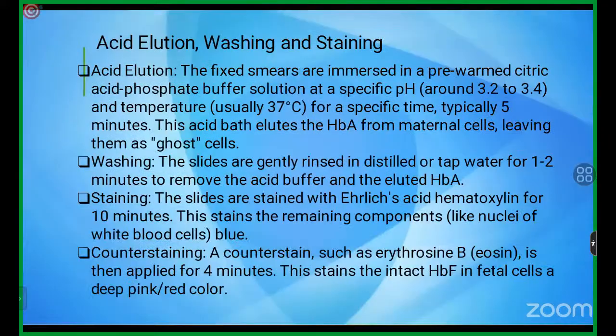Acid elution entails fixing the smears by immersing them in pre-warmed citric acid phosphate buffer solution at a pH of 3.2 to 3.4, and temperature is usually 37 degrees for a specific time, usually 5 minutes. This acid elutes the hemoglobin A from maternal cells, leaving them as ghost cells.